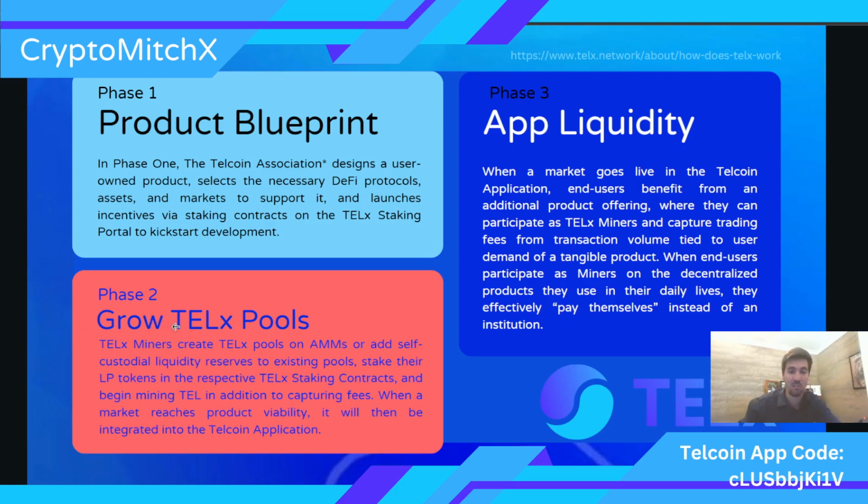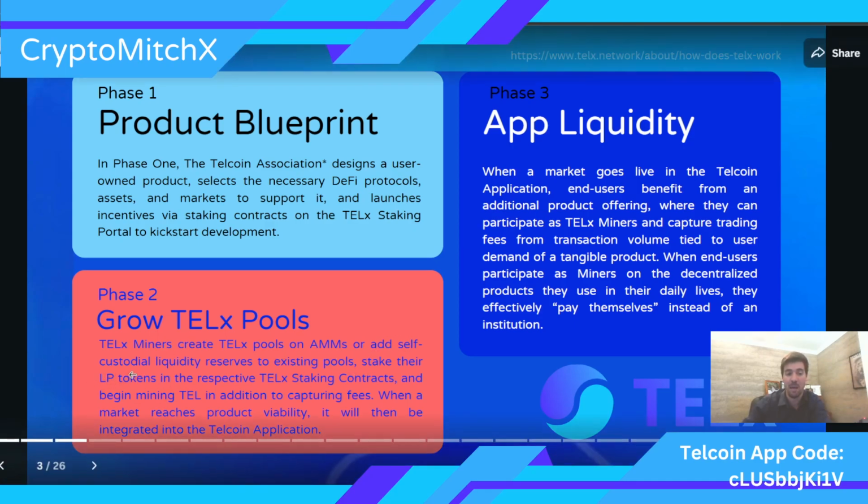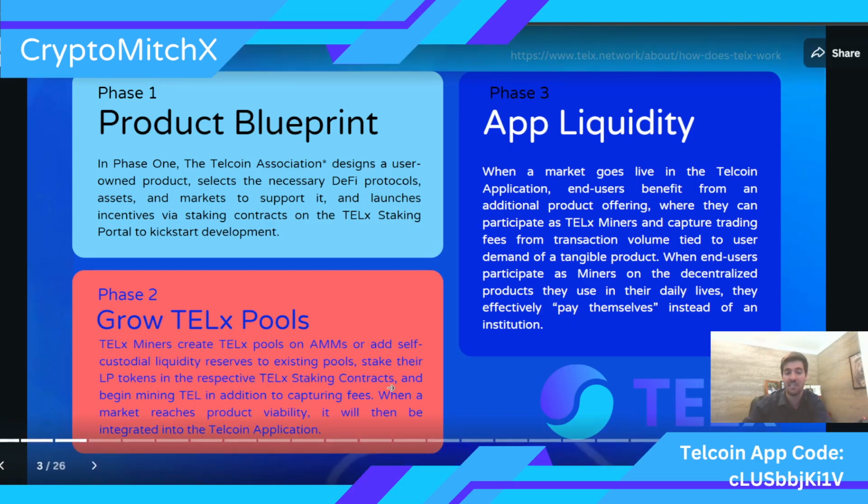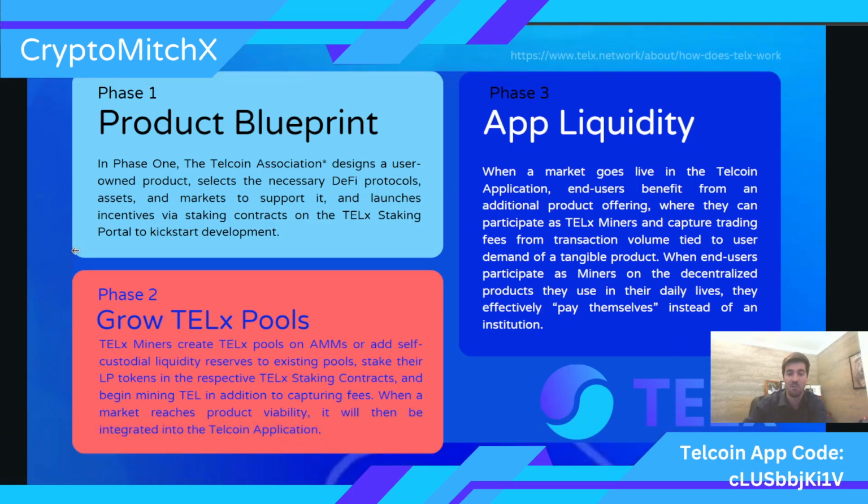Next, phase two, you grow the TELx pool. TELx miners create TELx pools on automated market makers or add self-custodial liquidity reserves to existing pools, which is what we'll be talking about. They stake their liquidity pool tokens, LP tokens, in the respective TELx staking contracts and then begin mining TEL in addition to capturing fees. When a market reaches product viability, it will then be integrated into the Telcoin application.